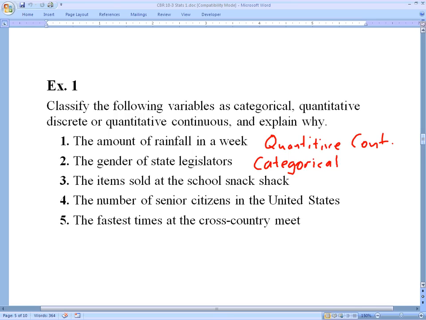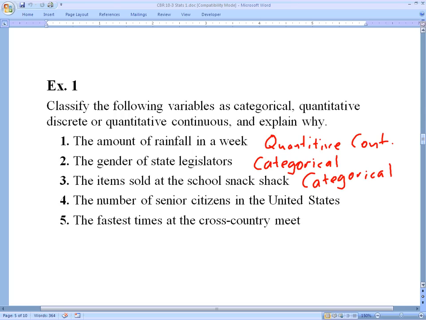The items sold at the school snack shack. Now, a lot of people might think this is discrete. You can count up how many things were sold, but it didn't say the number of items sold. If somebody were to ask me, what are the items that are sold at the snack shack? I know that's changing these days, maybe towards a healthier variety, but in the past we've had things like Cheetos, chips, soda. So those are categories. So this is a categorical variable.